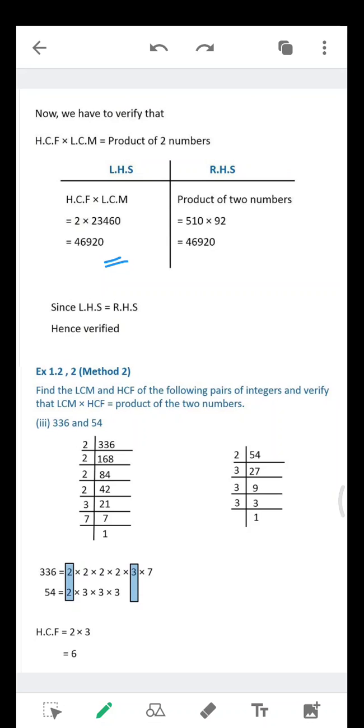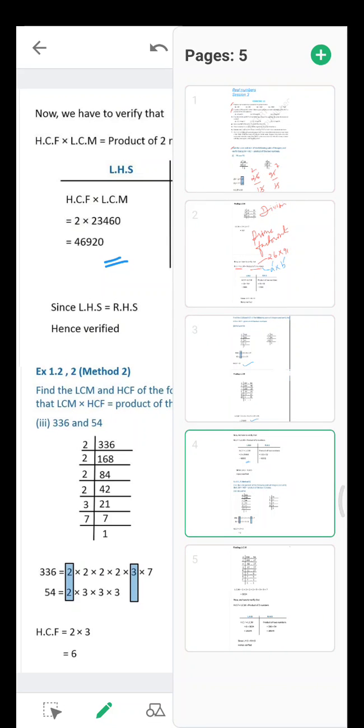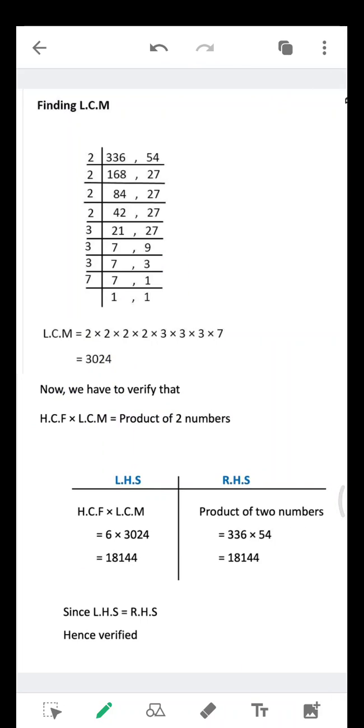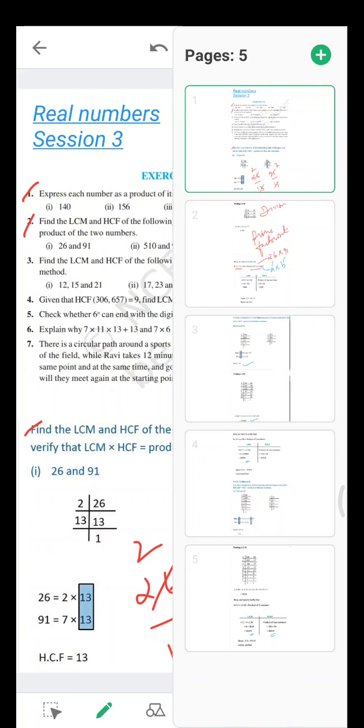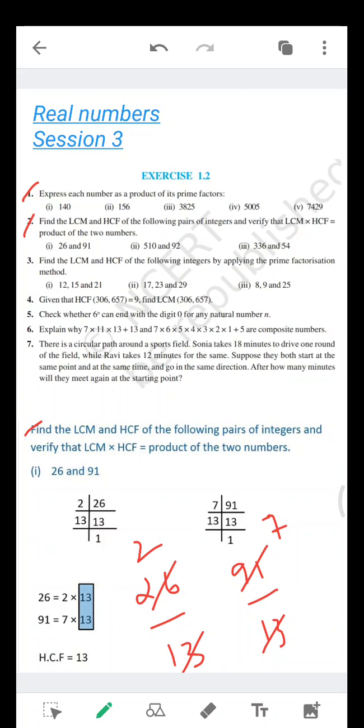Next, even the third one I have done here and verified. You can check, we are getting the same answer. So we have learned one method of finding LCM and HCF. In the next session we'll see how to find LCM and HCF by the prime factorization method. Here the method was not mentioned, so you can follow any method, but when it is mentioned specifically, we use the prime factorization method. So we'll see how to do that.